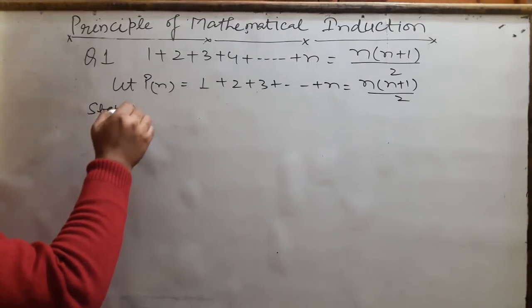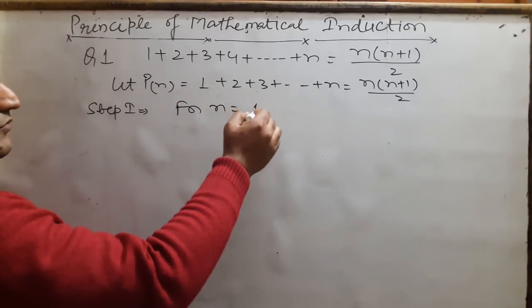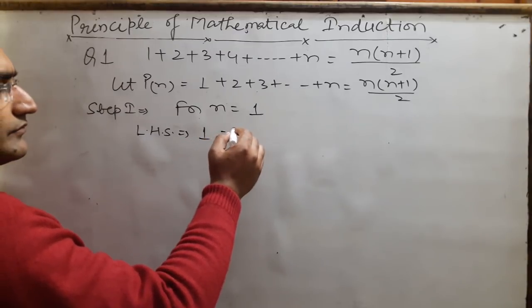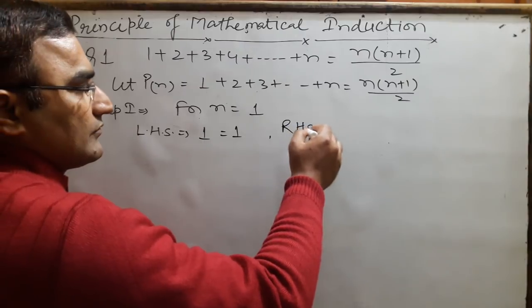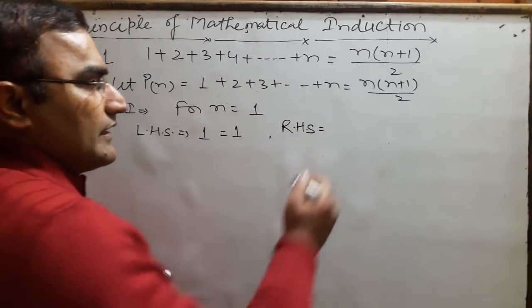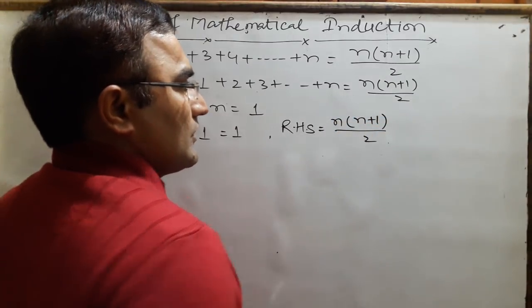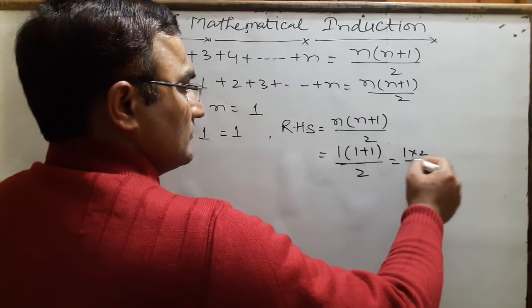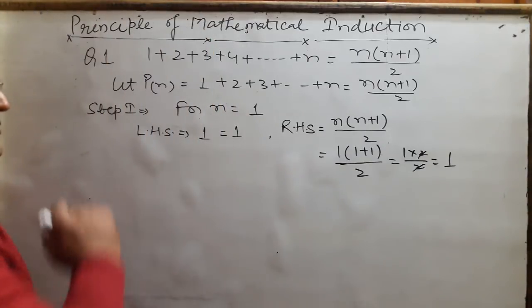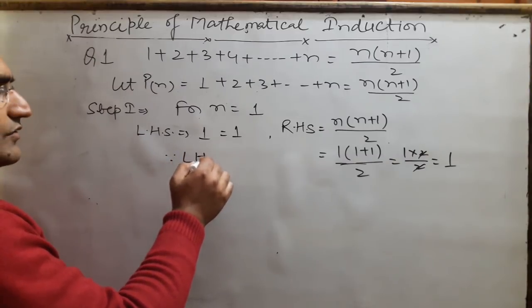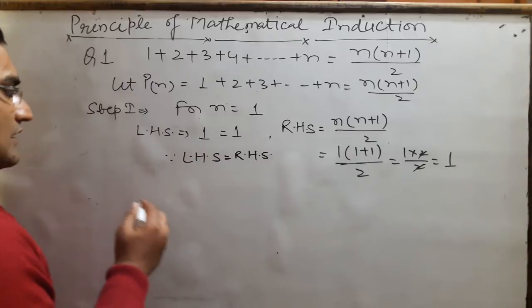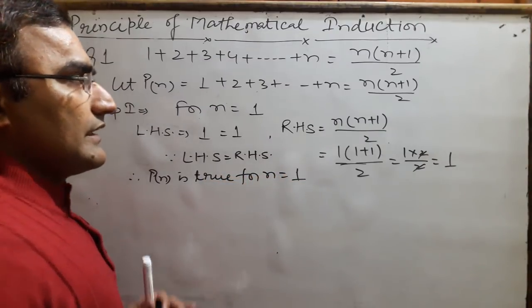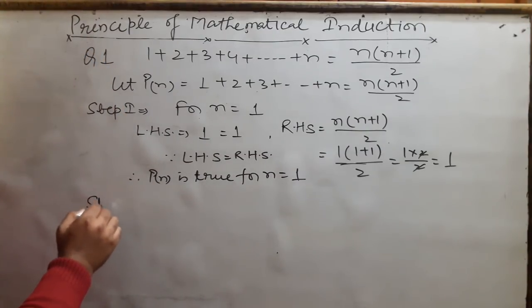Step first, for n is equal to 1, LHS is equal to 1. RHS is equal to n into n plus 1 upon 2. Now substitute n is equal to 1, 1 into 1 plus 1 upon 2. It means the answer is 1. LHS is equal to 1, RHS is equal to 1. Since LHS is equal to RHS, therefore Pn is true for n is equal to 1. Step first is completed. After that, step second.